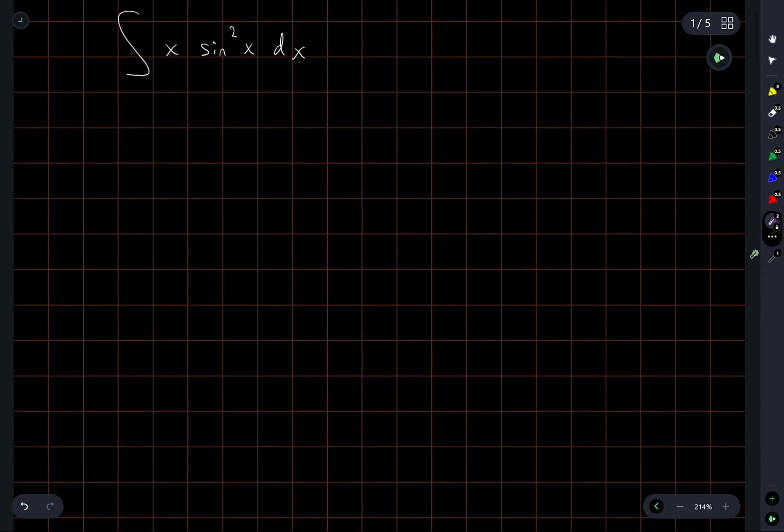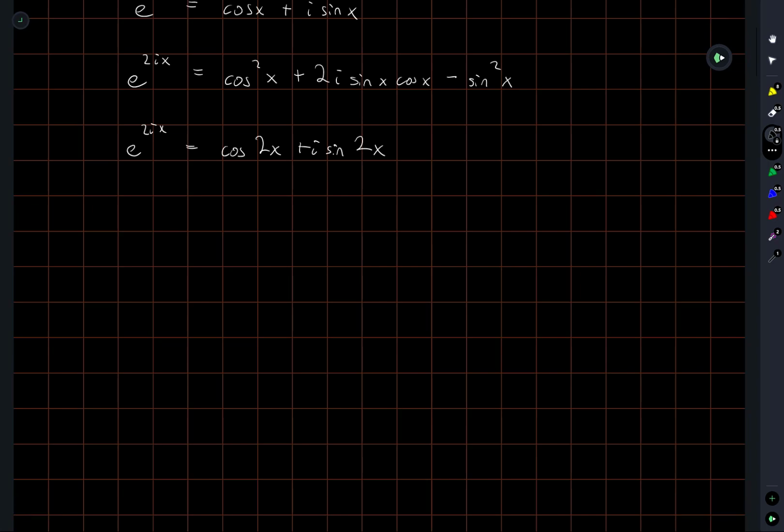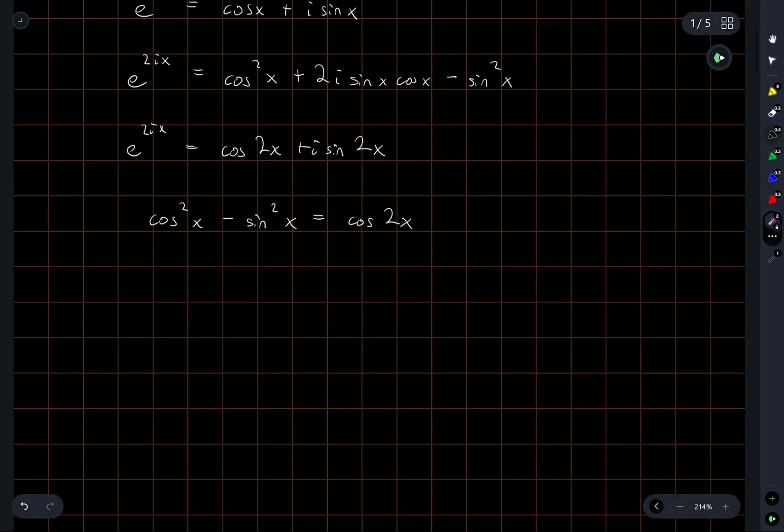So first, I want to figure out what the trig identity is to write sine squared x in terms of a trig function without an exponent. I don't have this one memorized, so I'm going to do it like this. Okay, so I've got cos squared x minus sine squared x is equal to cosine of 2x. This is the thing that I'm looking for, and I'm going to replace cos squared x with 1 minus sine squared x.